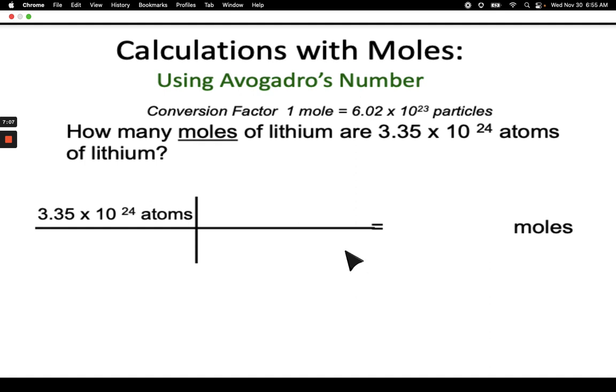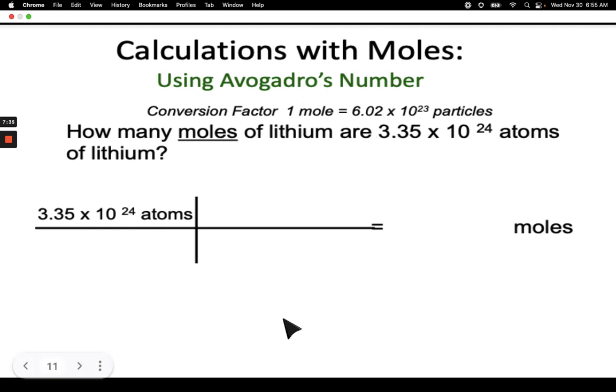This time, let's start with atoms. So how many moles of lithium are in 3.35 times 10 to the 24th atoms of lithium? Again, our particle here is atoms, and that's what we're going to be saying. 1 mole is 6.02 times 10 to the 23rd atoms, just like we could say 1 dozen is 12 eggs or 1 dozen is 12 donuts. This time the particle we're using is atoms. So 3.35 times 10 to the 24th atoms.